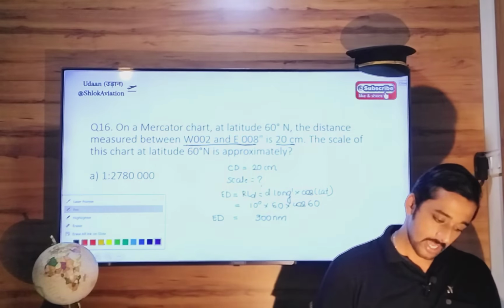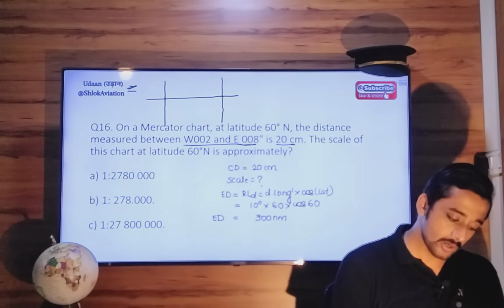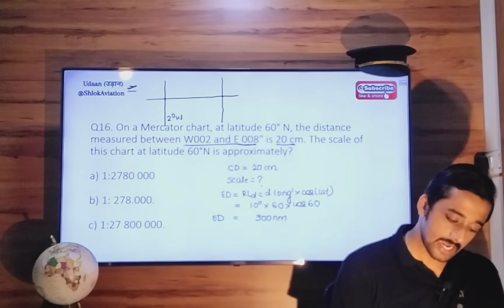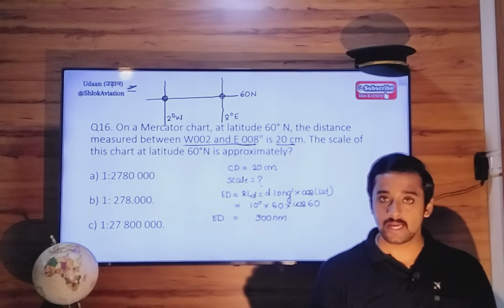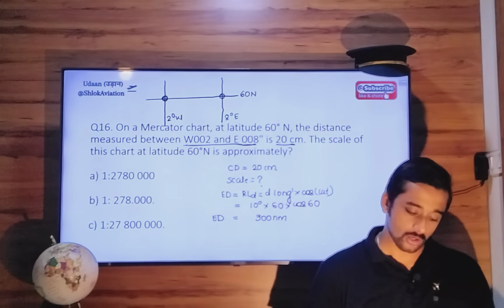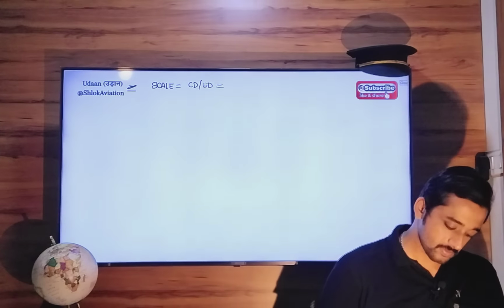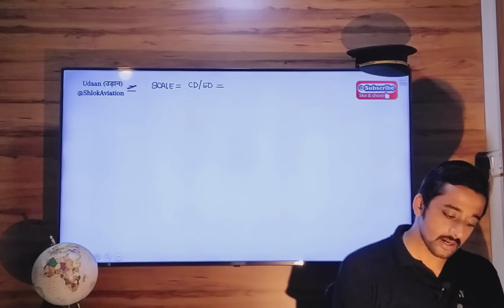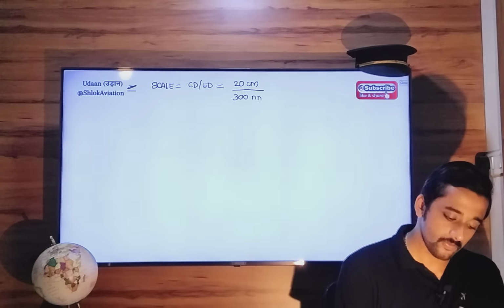Okay, so they have given us two positions. One is at 2 degree west, another is at 8 degree east. Both are at the same latitude, 60 degree north. So the distance between them is the rhumb line distance because they are situated at the same latitude separated by two different longitudes. So scale will be equal to chart distance upon earth distance. 20 centimeter divided by 300 nautical miles.